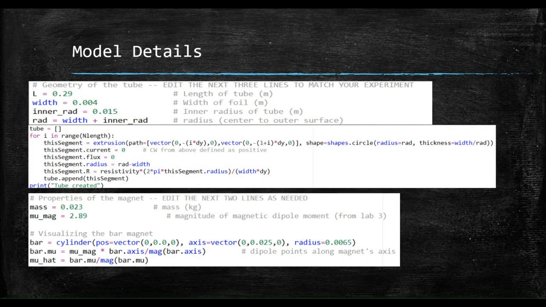Now for some details about the model. Up here, you can see the measurements of the tube put in right here. Obviously, that defines the geometry of the tube, and then down here, this loop basically creates the tube in the model using those measurements. And then down here, you define the properties of the magnet, obviously using the given quantities also. And then down here, it creates a visualization of the magnet in the model.